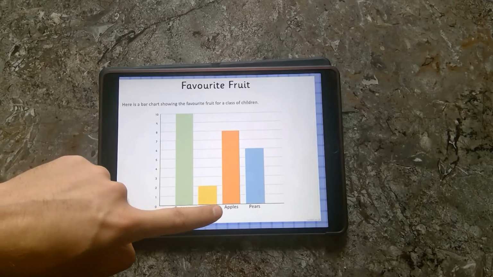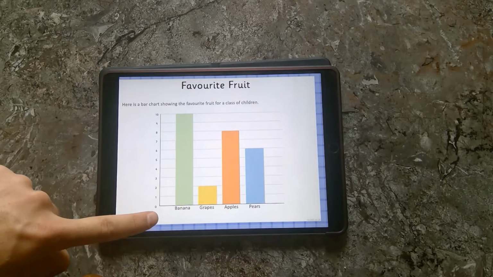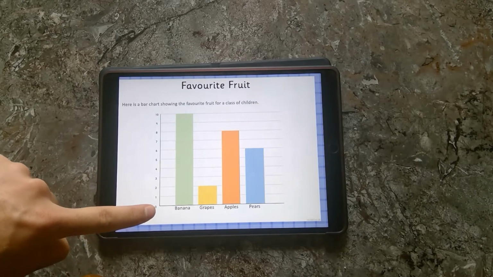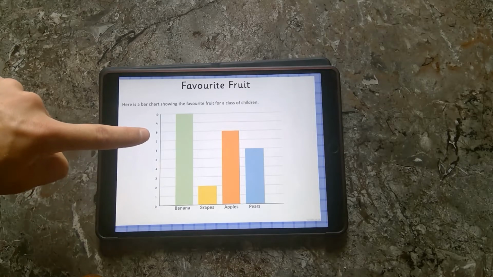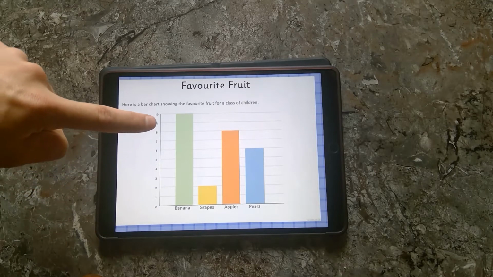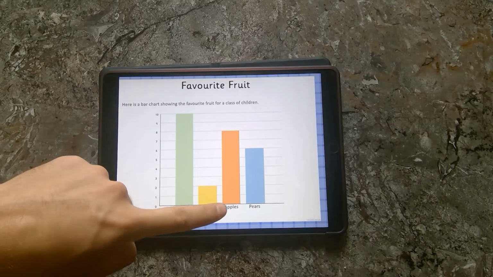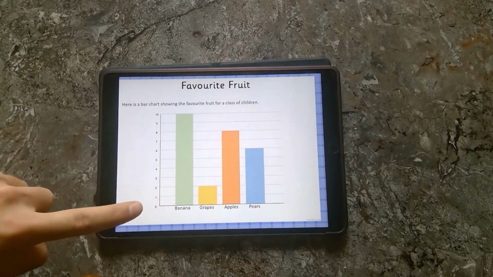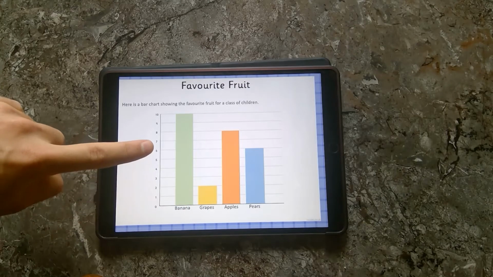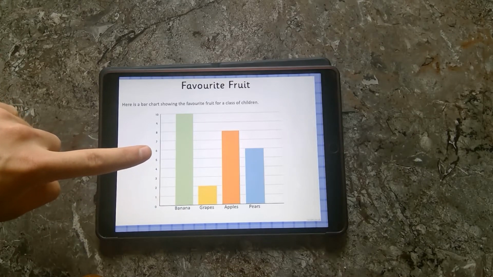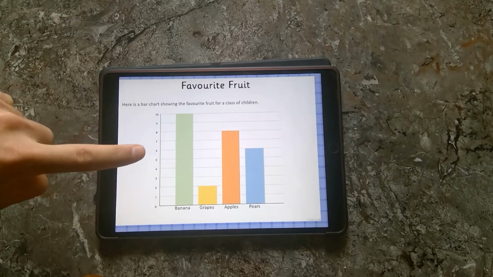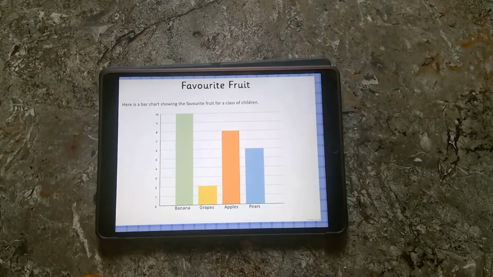Next one, we've got our apples, same again, along to the side, up to where it stops, which is 8. There are 8 children in this class whose favourite fruit is apples. And finally, we've got our pears. Along to the side, up to the 6. 6 children in the class, their favourite fruit is pears.